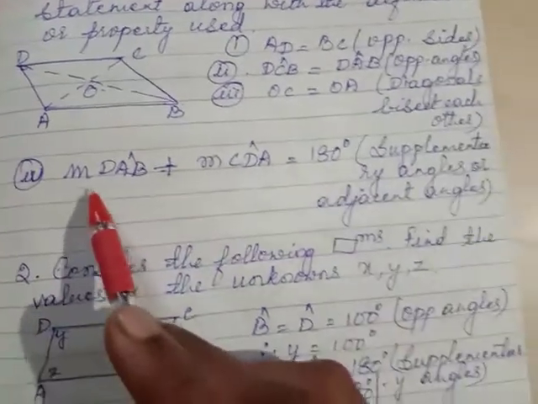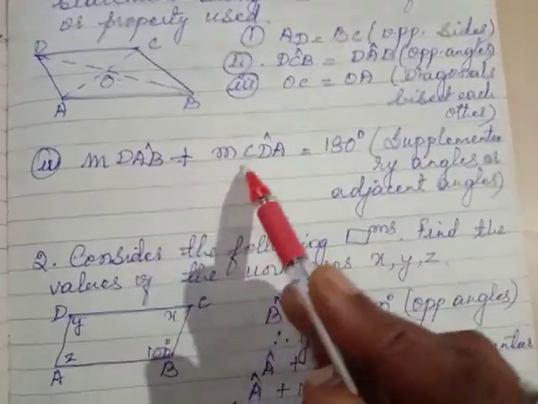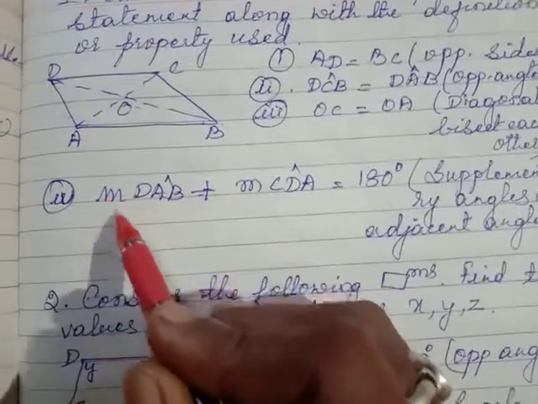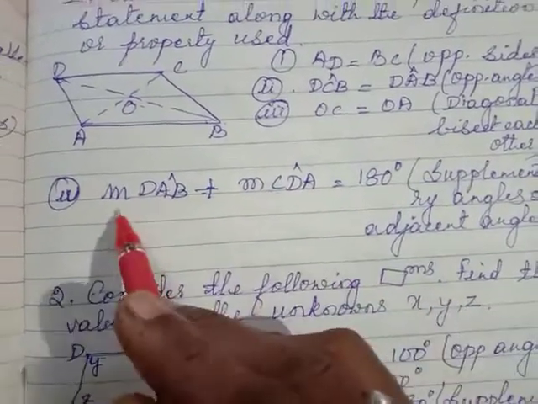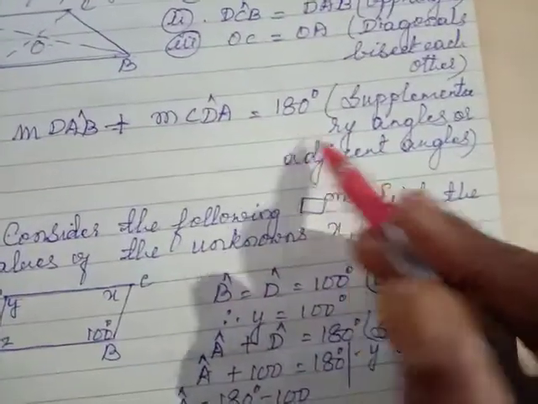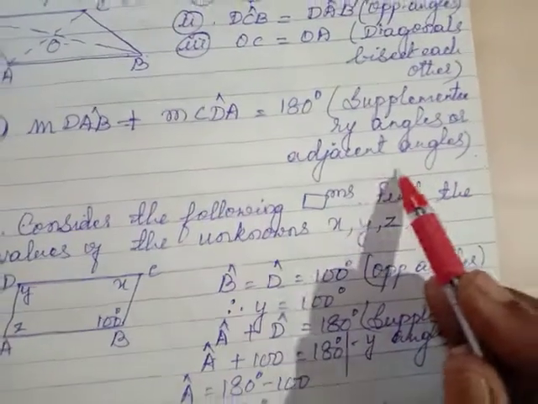Second one, DAB plus CDA. It is nothing but this is like constant, children. Okay. The sum of these two angles is equal to 180, supplementary angles or adjacent angles.